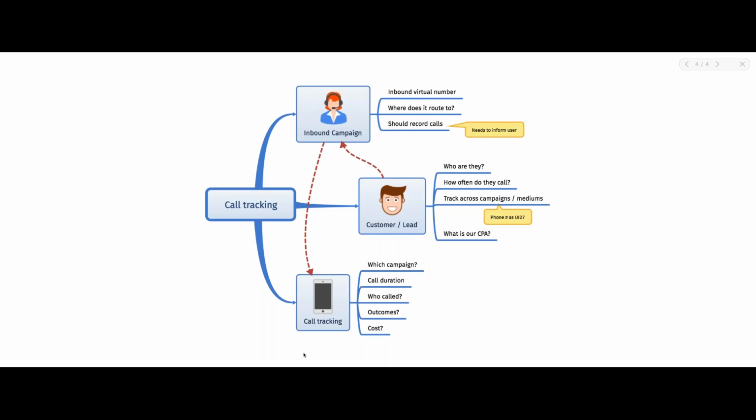And then we can track some information about the actual call itself. Which campaign did they phone? What was the duration of the call? Was it really quick, or were they really engaged on the phone for a very long time? Who was it that called? So it goes back to our user meta information.